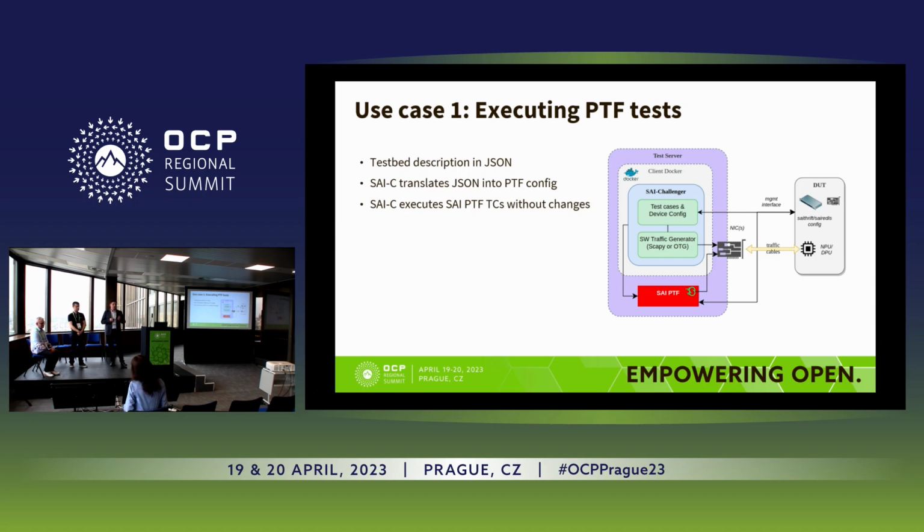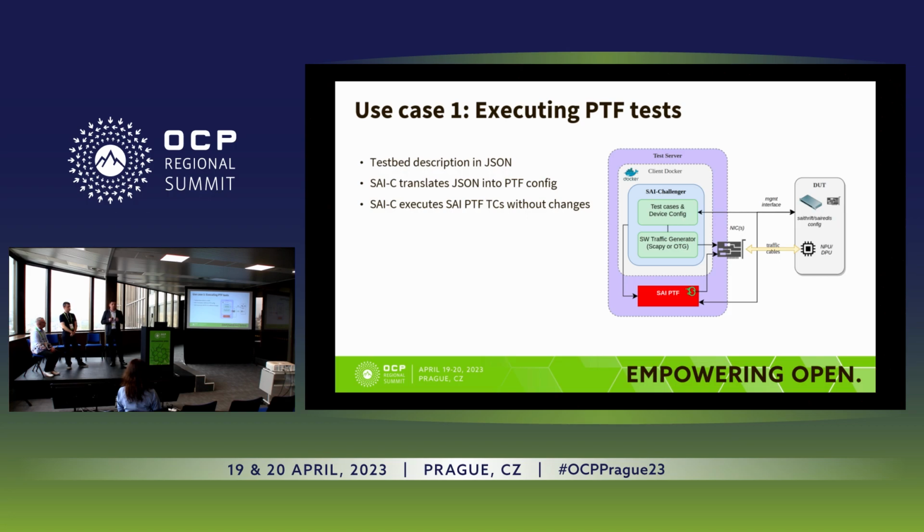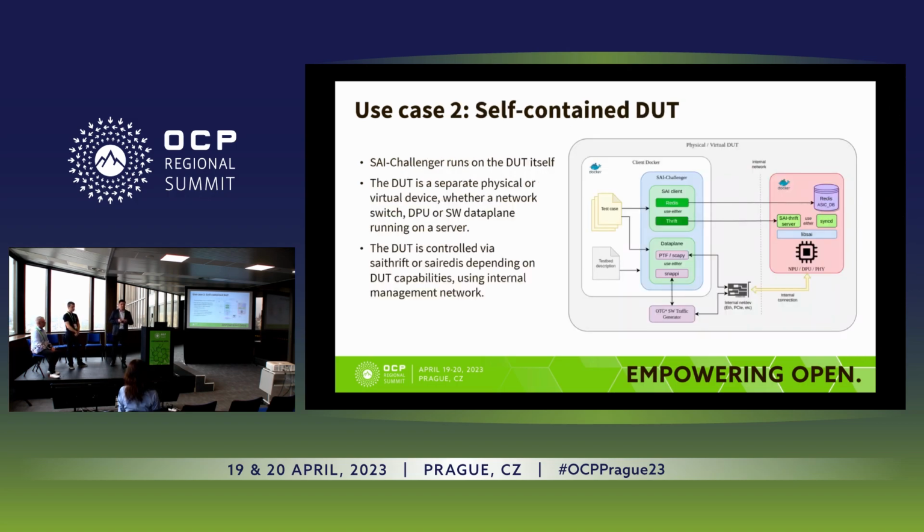Use case number 1: you know that there are many already available SAI test cases in the community, provided by the community, mostly focused on a single NPU. Now you can use SAI Challenger as an umbrella for those PTF test cases. You describe the testbed inside JSON. SAI Challenger will translate the JSON into PTF configuration, and with zero changes, you can execute existing SAI test cases.